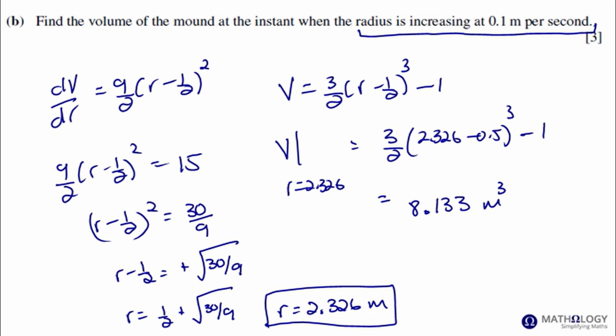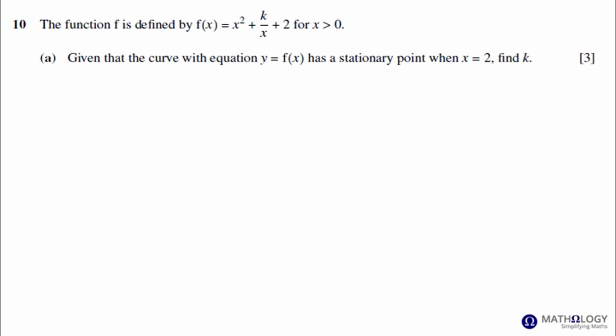Question 10. The function f is defined by f of x equals x squared plus k over x plus 2 for x greater than 0. Given the curve with equation y equals f of x has a stationary point when x equals 2, find k. Okay, we have a stationary point where x equals 2, and we have a function, a curve f of x. To find stationary points, we differentiate the function and equate it to 0.